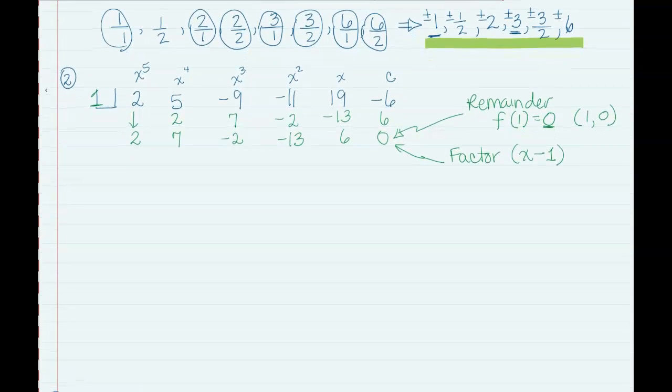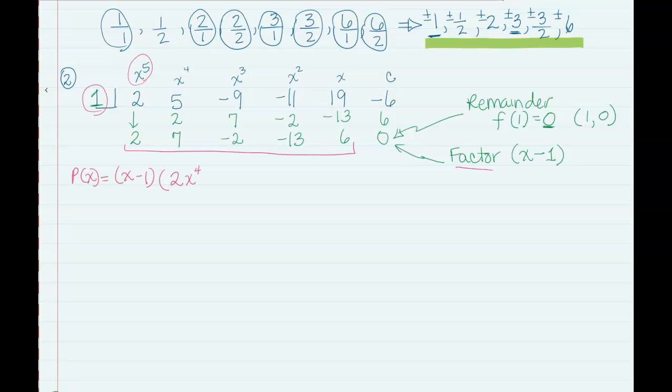That means that we can rewrite our polynomial p of x as x minus 1, because we found this to be a factor because of the factor theorem. And what's left is going to be what we call the depressed polynomial, which would be 2x to the 4th. Remember, it started off at x to the 5th, but because it's the depressed polynomial, it's 1 degree less. So it would be 2x to the 4th plus 7x cubed minus 2x squared minus 13x plus 6. So we've gotten one factor.